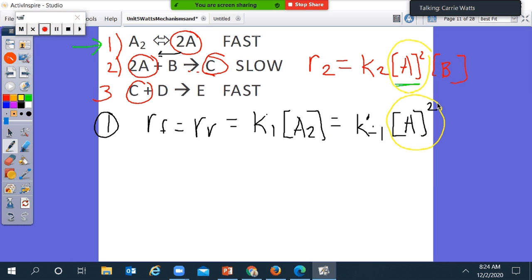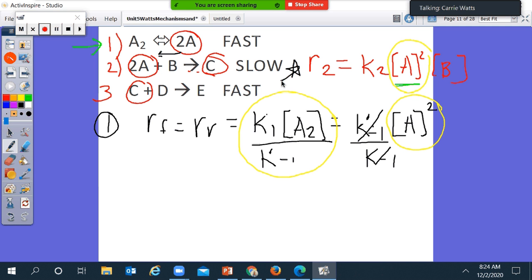So what we're going to do is divide both sides by this reaction rate for the reverse reaction, cancels it out. And now we have a substitution for A squared. So now let's substitute and write our final rate. So we're going to bring this down here.